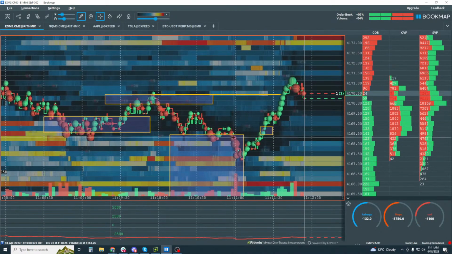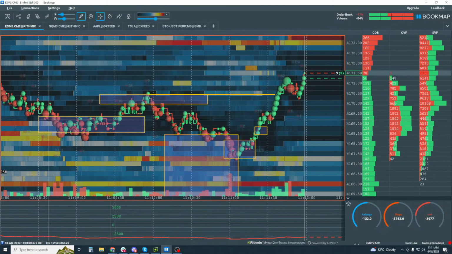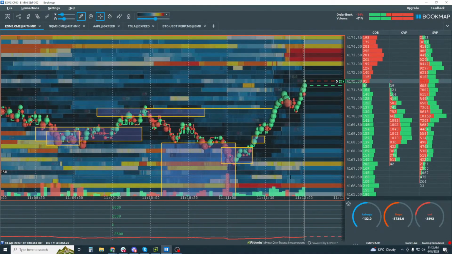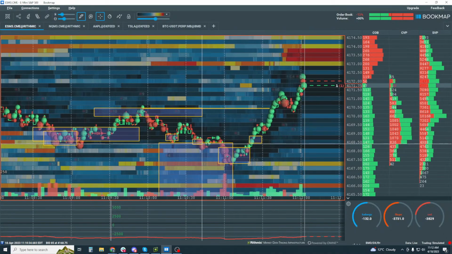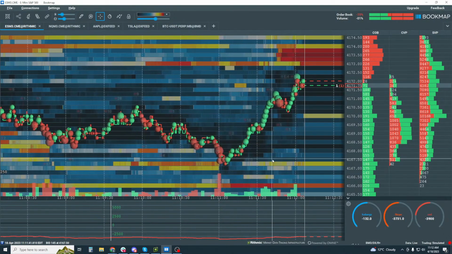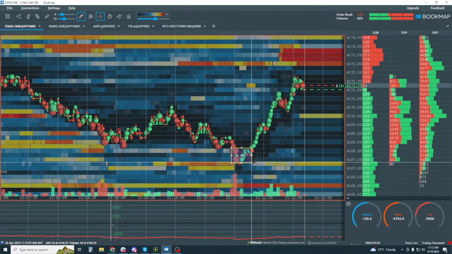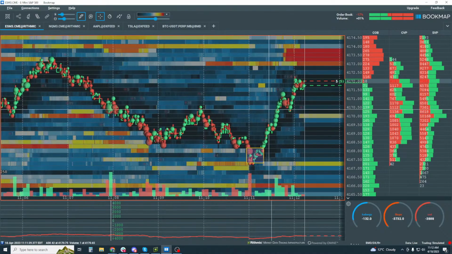Okay, so here is our false breakdown. This is the trap here. These guys were let out of the trap when it came back down in here again and tested. Let's just clear the drawings once again. Okay, so this is the trap here. This is the real trap. They're pulling away and it's goodbye.